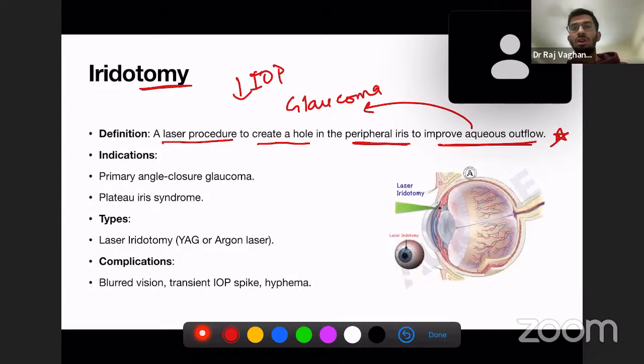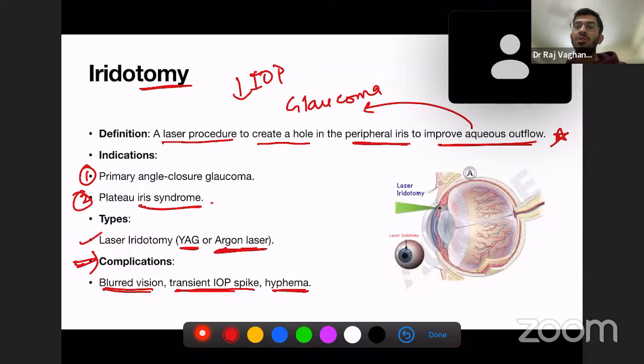What are the indications of iridotomy? Primary angle closure glaucoma can be one indication. Other than that, we have plateau iris syndrome, where the iris has become very rigid and resistant, so it is not allowing the drainage of the aqueous humor. The types include laser iridotomy done using YAG laser or argon laser. Complications include blurred vision, transient IOP spike, and hyphema.